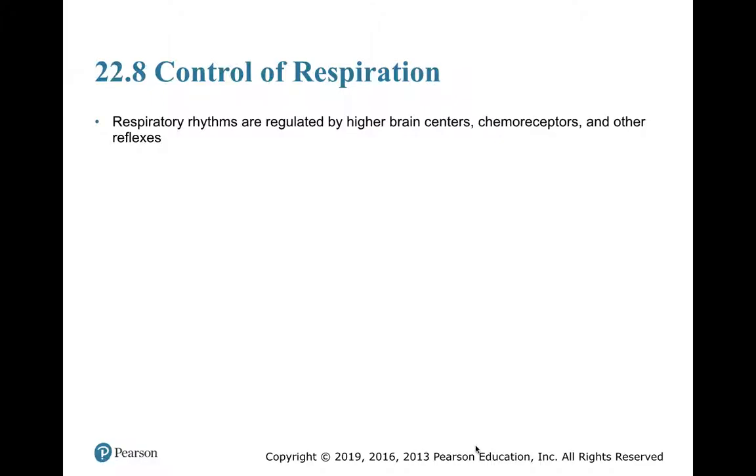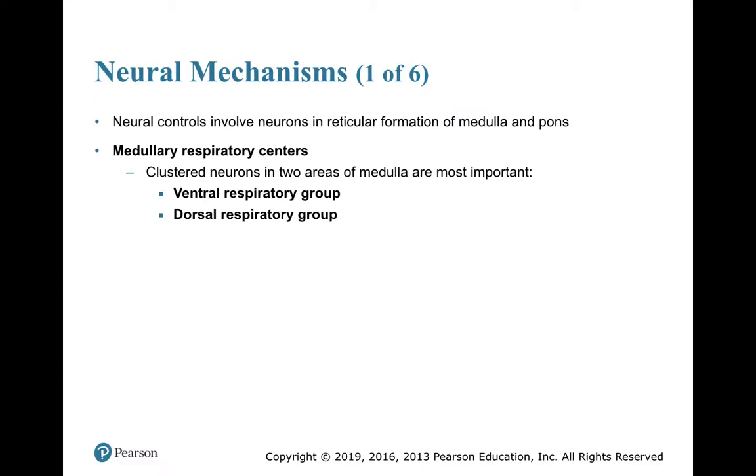Control. Respiratory rhythms are going to be regulated by higher brain centers, chemoreceptors, and several other reflexes that we will touch on. Neural mechanisms involve neurons in the reticular formation of the medulla and pons. The medullary respiratory centers are clusters of neurons in two different areas of the medulla, and the most important groups are the ventral respiratory group and the dorsal respiratory group.